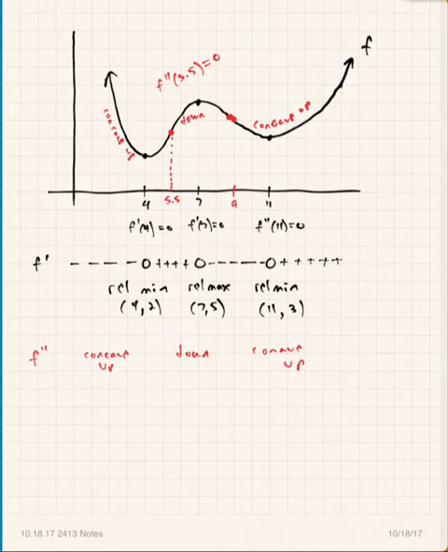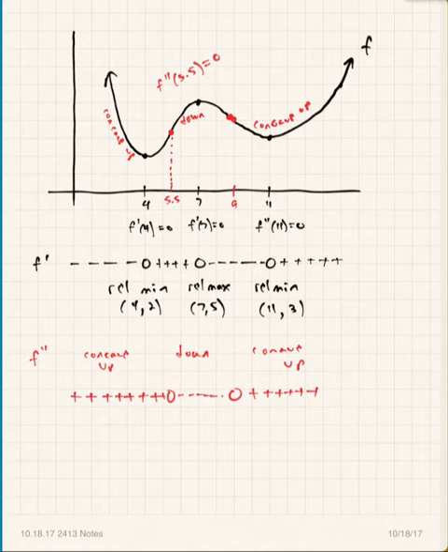And so what do we have here? The second derivative is going to be positive until you get to about 5.5. And then it's going to be 0. And then the second derivative is negative until you get to 9. And then it's 0 again. And then the second derivative is going to be positive afterwards. Those signs correspond to where the function is concave up and where the function is concave down.